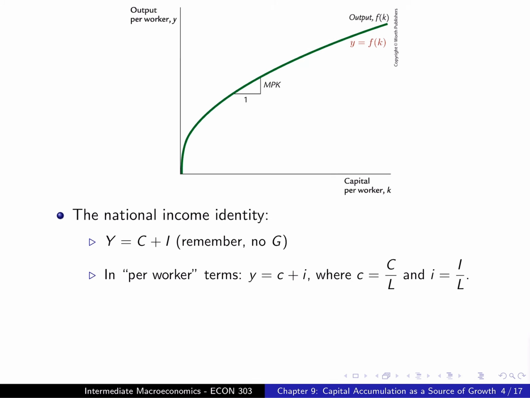Next, we consider the national income identity in this simplified Solow model. Since there is no government spending, output equals the sum of consumption and investment, Y equals C plus I. In per worker terms, we divide through by L to get lowercase y equals lowercase c plus lowercase i. This identity tells us that output per worker is allocated between consumption per worker and investment per worker.